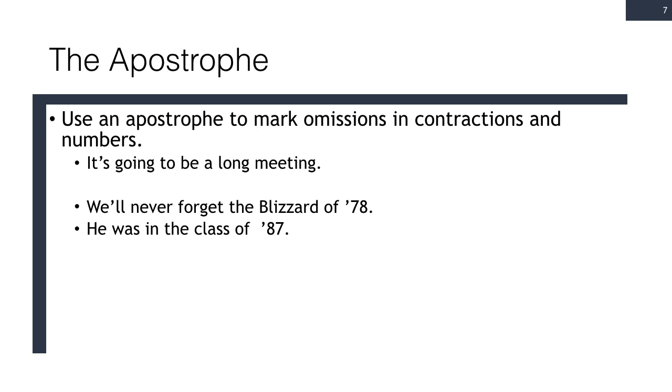And then we'll also use it when we make an omission in numbers. So let's take a look at the next two sentences. We'll never forget the blizzard of '78. So 19 has been taken out. The apostrophe replaces that. Or, he was in the class of '87. We use the apostrophe to omit the 19.